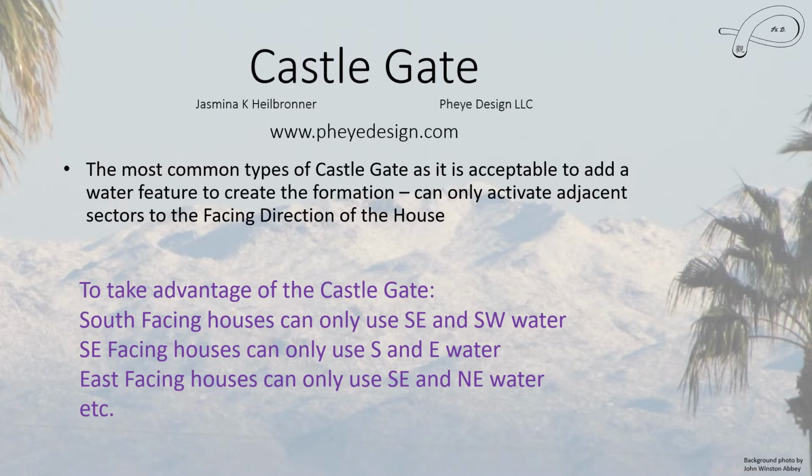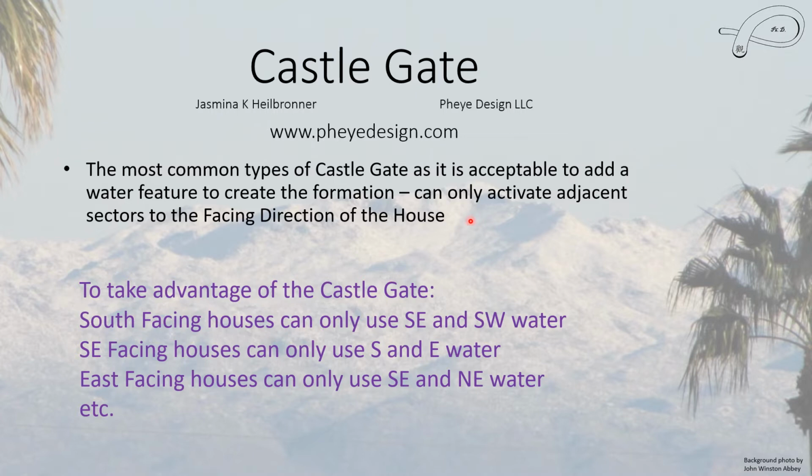In this video I am going to talk about the more common type of castlegate. If you hear the term castlegate, they're usually talking about this. This is different than the dragon castlegate. This castlegate uses water, not mountains. And because you can place man-made water, which counts in Feng Shui, this is the more common one, because you can't place a mountain, but you can place water.